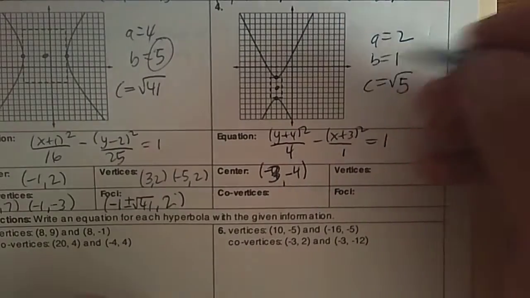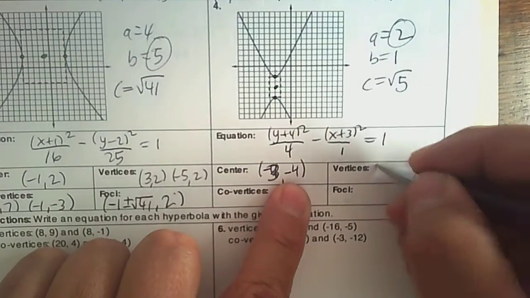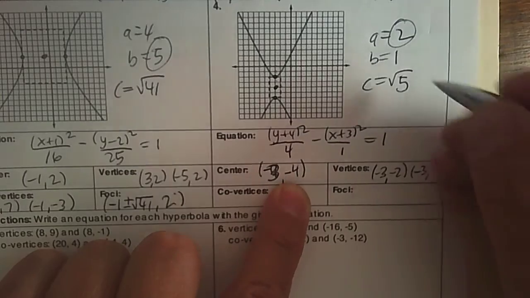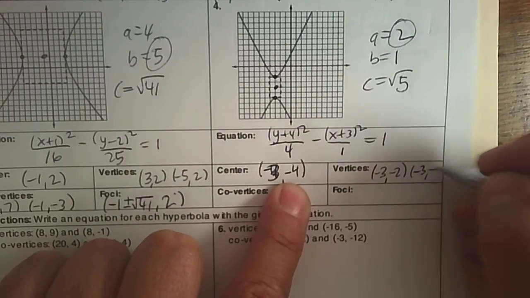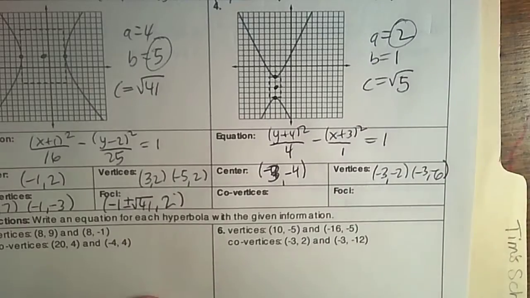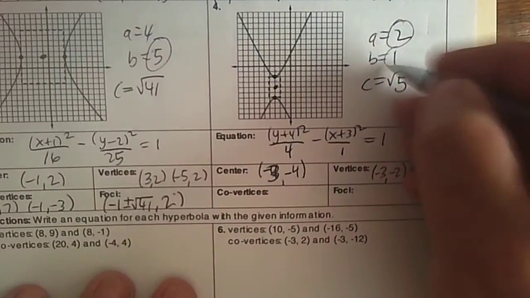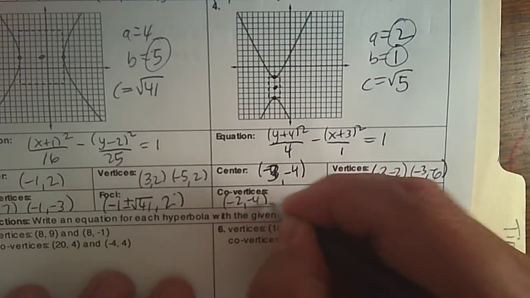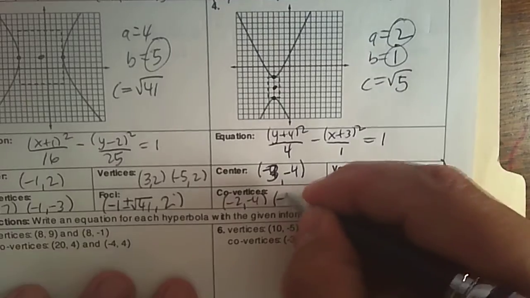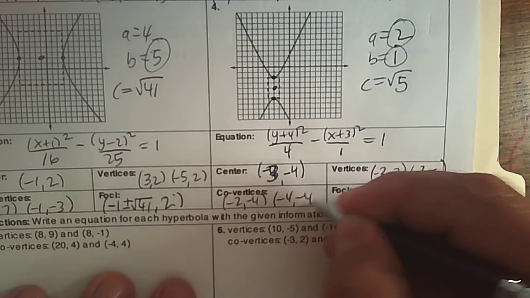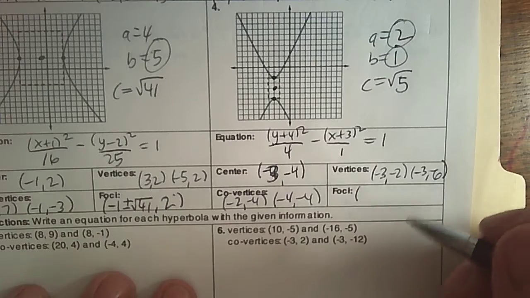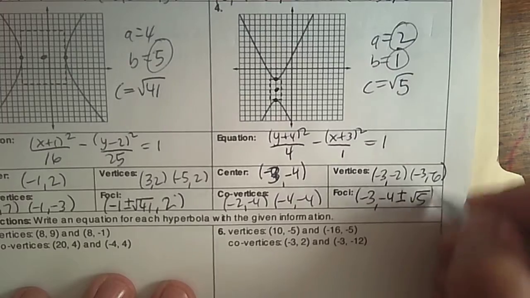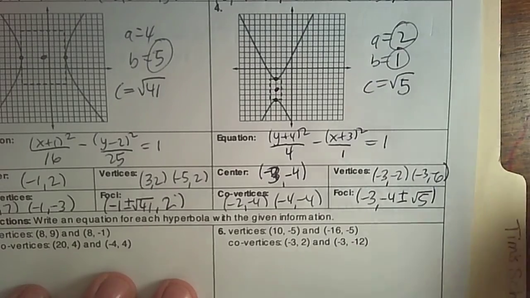So the vertices, we're going to use the A and the Y coordinate. So that's negative 3 plus 2. And that's negative 3. And then you subtract 2. That's negative 6. The co-vertices, or the minor vertices, is using 1 and the x coordinate. So add 1, that's negative 2 and negative 4. Subtract 1, that's negative 4 and negative 4. And then the foci affects the y coordinate of the center. So that's negative 3, negative 4, plus or minus the square root of 5. Done.